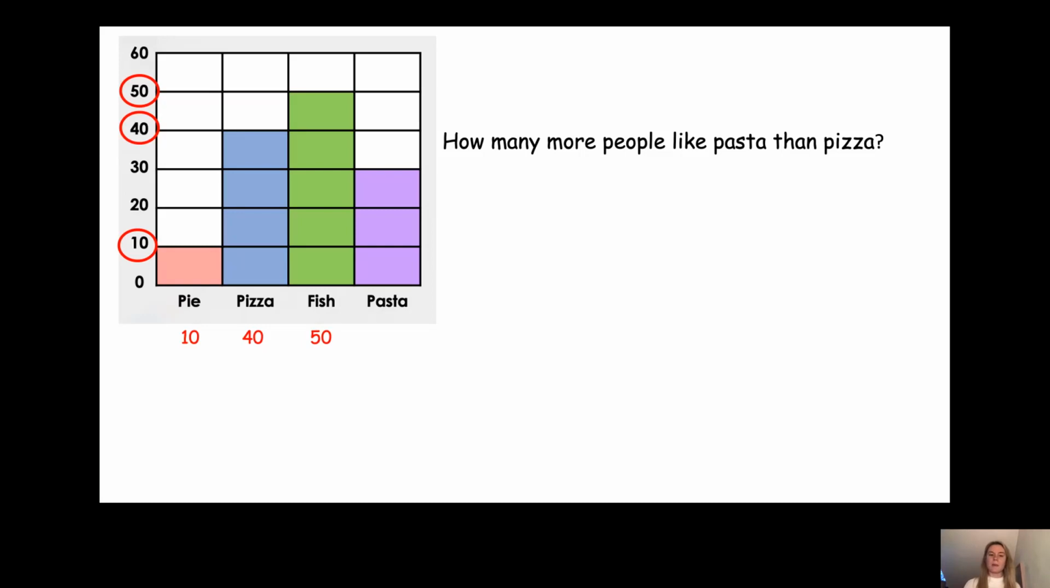Okay, let's try pasta. So again, we've got the purple blocks which represent the pasta, and let's draw a line at the top of those blocks. Now, what number do we get to on the y-axis? Yes, we get to 30. So therefore, 30 people prefer pasta. So we've got 10 people who like pie, 40 people who like pizza, 50 people who like fish, and 30 people that like pasta.